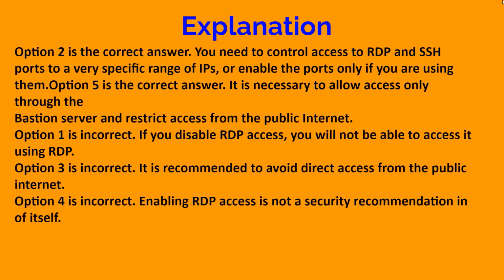Explanation. Option 2 is the correct answer. You need to control access to RDP and SSH ports to a very specific range of IP, or enable the ports only if you are using them. Option 5 is the correct answer. It is necessary to allow access only through the Bastion server and restrict access from the public internet. Option 1 is incorrect. If you disable RDP access, you will not be able to access it using RDP. Option 3 is incorrect. It is recommended to avoid direct access from the public internet. Option 4 is incorrect. Enabling RDP access is not a security recommendation in and of itself.